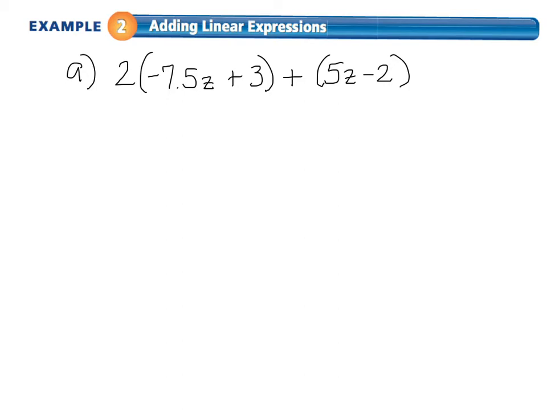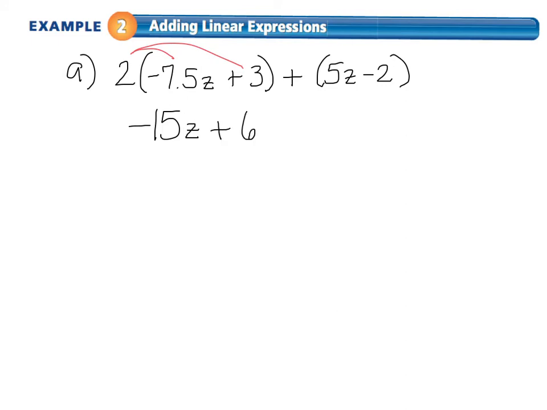So the first thing we have to do is use the distributive property to get rid of the 2 times. Students always find this easy, but it's the easiest way to make a mistake as well. So make sure you take 2 times every term that's inside the parenthesis. So we're going to take 2 times negative 7.5z, which gives us negative 15z. Then we take 2 times 3, which gives us plus 6.